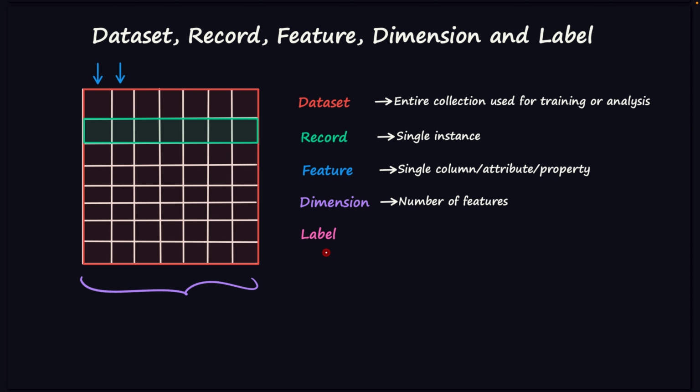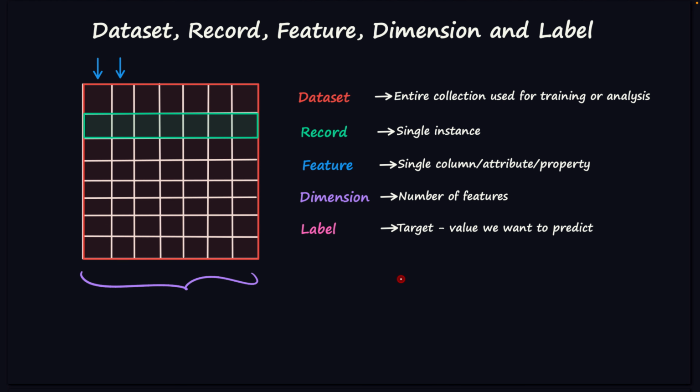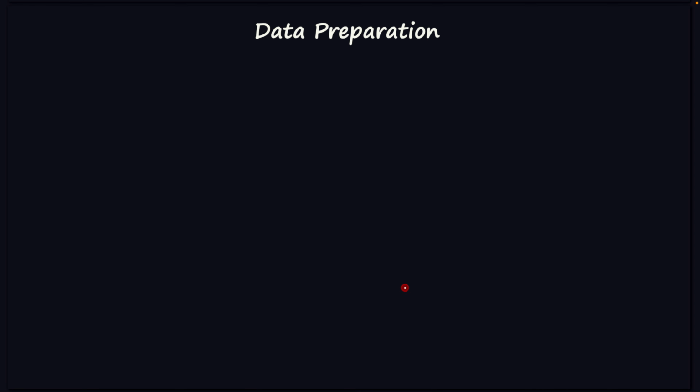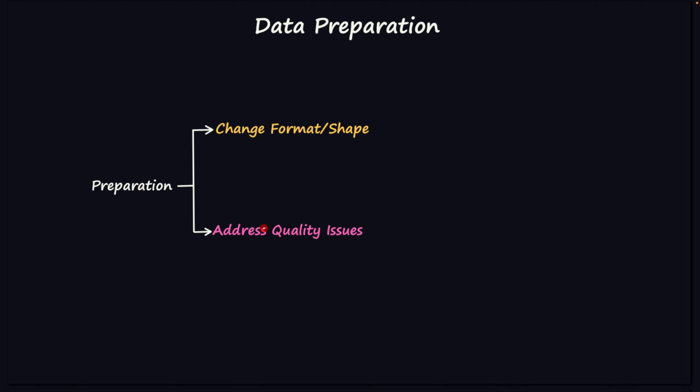And we have something called label. Label is optional. It may not be available in all data sets. If the data set is a labeled data set, then we'll have it. If it is an unlabeled data set, then we won't have it. A label is nothing but the target value that we want to predict. If we take the house price data set, the price of the house might be the label because that is what we are trying to predict with all these features about the house. Now that is out of the way, let's move on to data preparation.